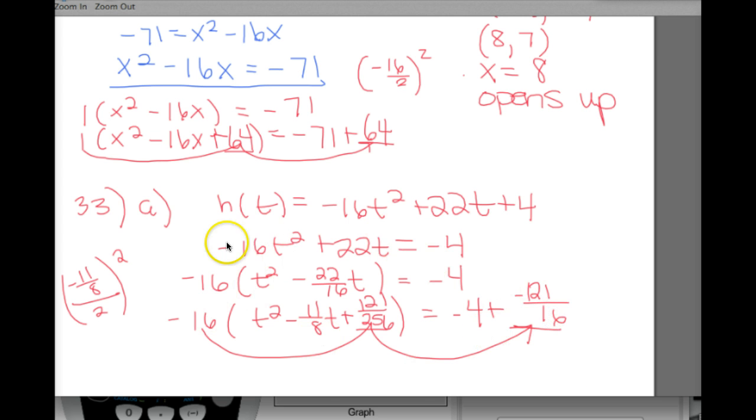So again, you can finish this factoring the left. Again, you can use the decimals if you want, but I wanted to get you started on that.